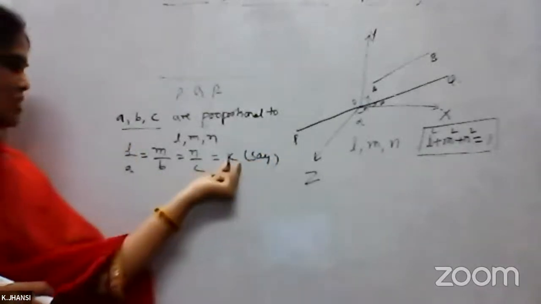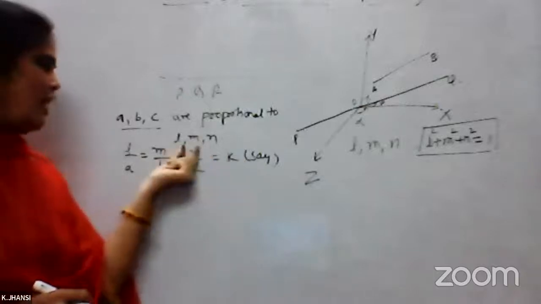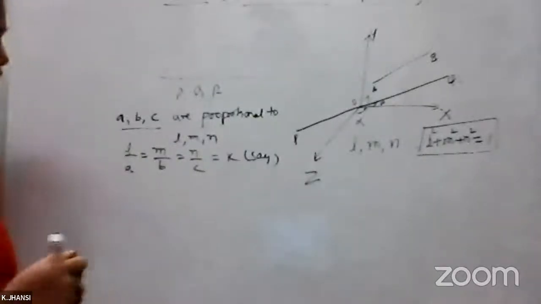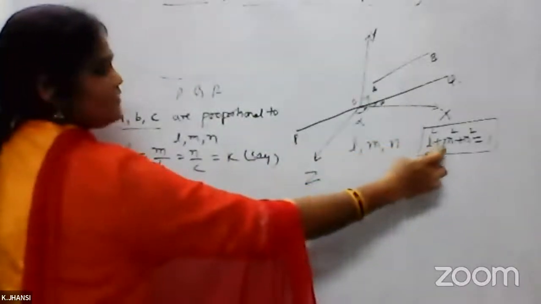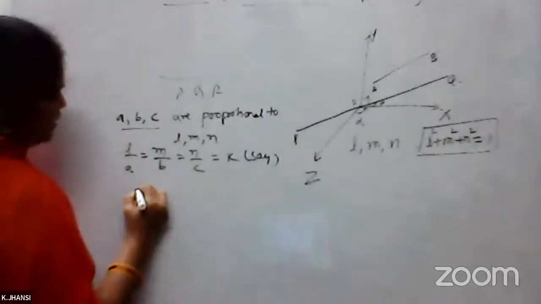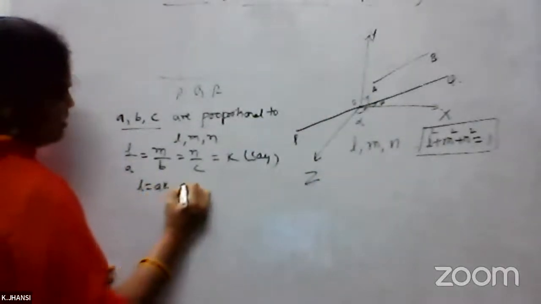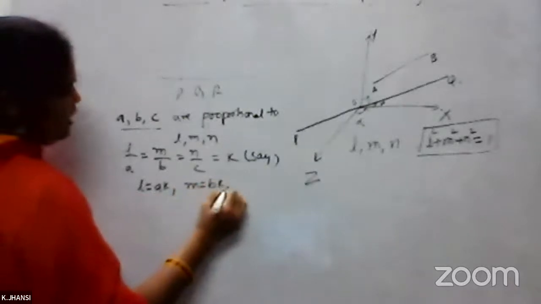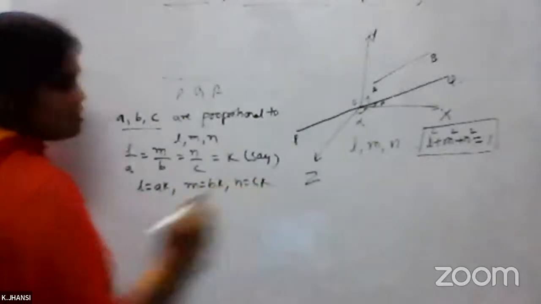So L by A equals K, M by B equals K, N by C equals K. When you equate them, with the help of this condition, L square plus M square plus N square, here we'll get L equals AK and M equals BK and N equals CK.